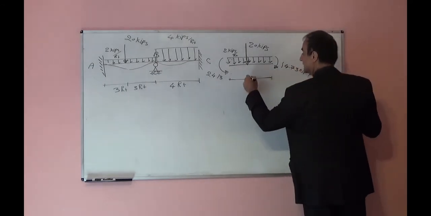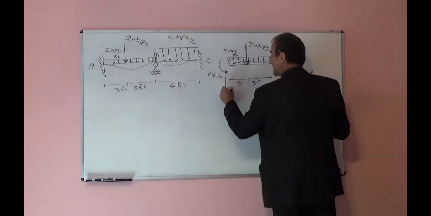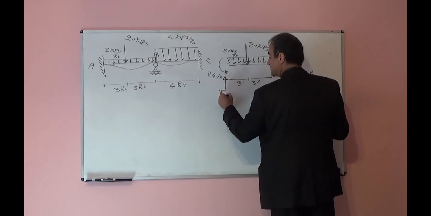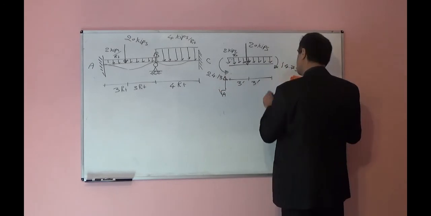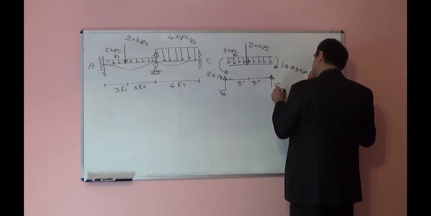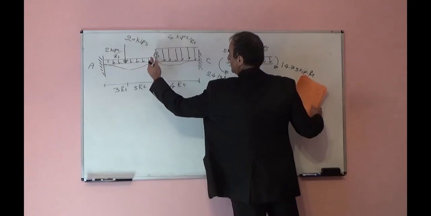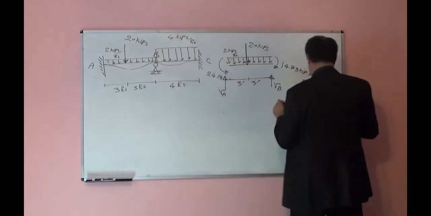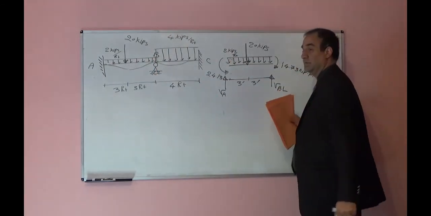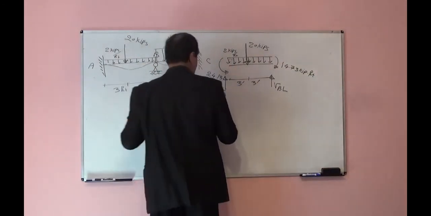And I know this span is 3 feet, 3 feet. I have here the reaction force VA. Here I have force reaction VB at, let's call it left side, VBL. So I cut this part only.